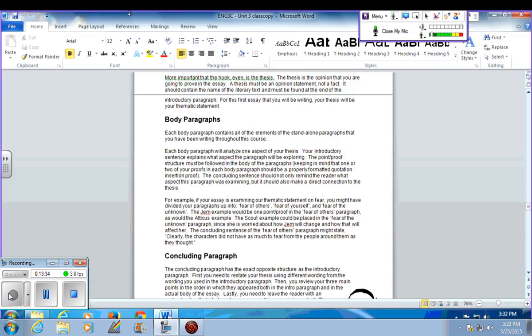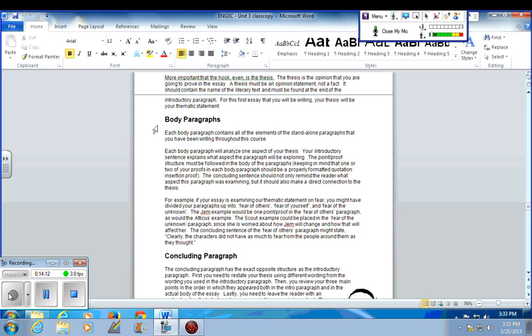So each body paragraph contains all the elements of the standalone paragraphs that you've been writing throughout this course. Each body paragraph will analyze one aspect of your thesis. Your introductory sentence explains what aspect the paragraph will be exploring. The point-proof structure will be followed in the body of the paragraph. Keep in mind that one or two of your proofs in each paragraph must be properly formatted quotations. Each concluding sentence will not only remind the reader of what the paragraph is examining, but also make a direct connection to the thesis.